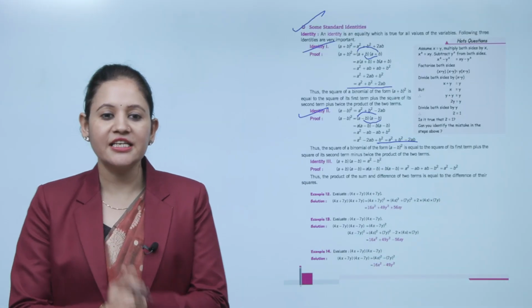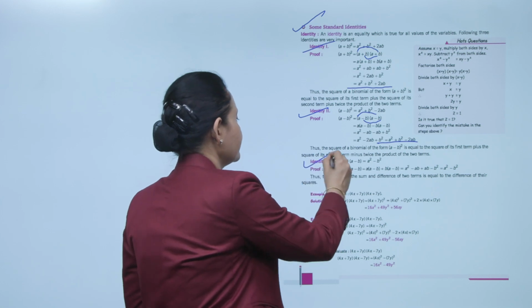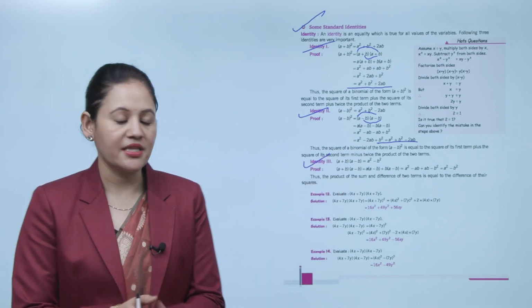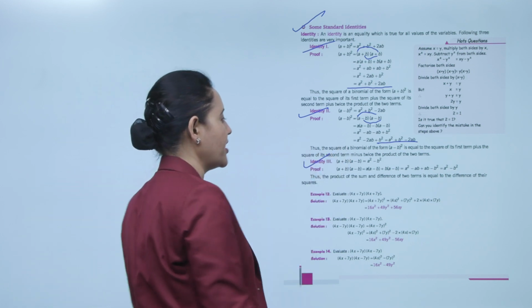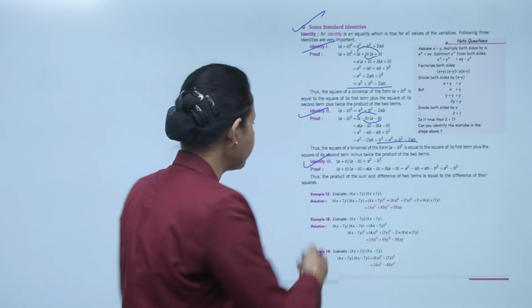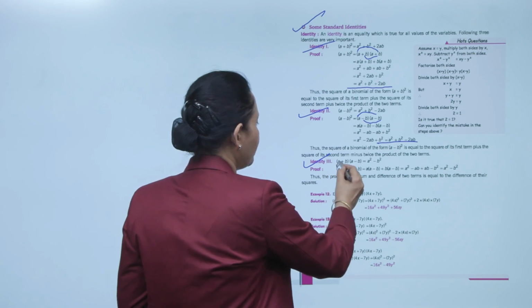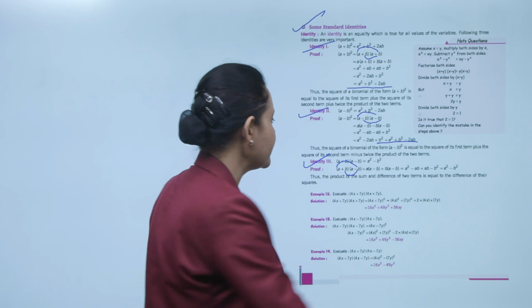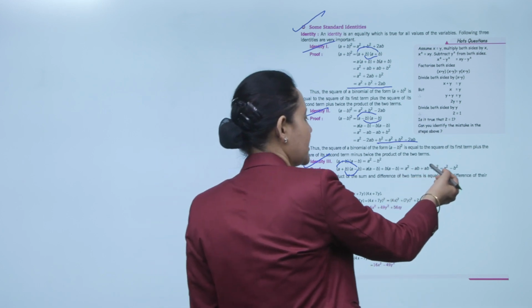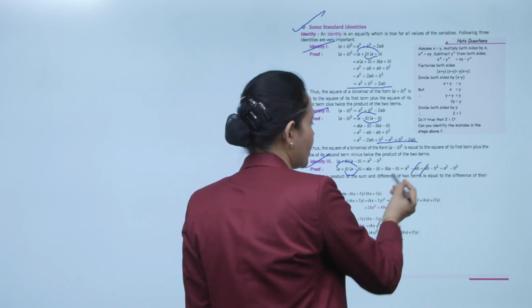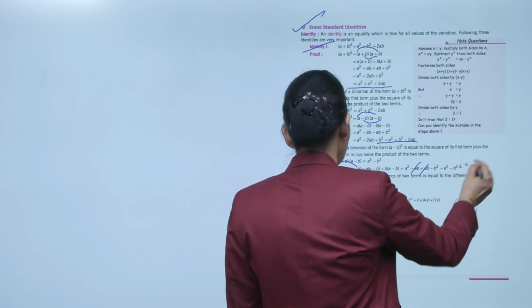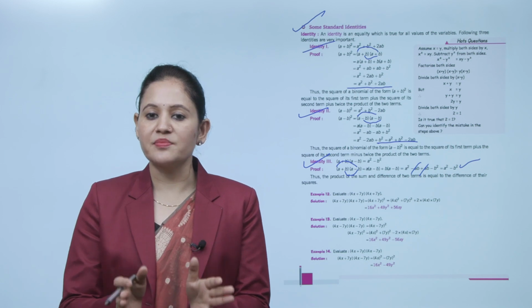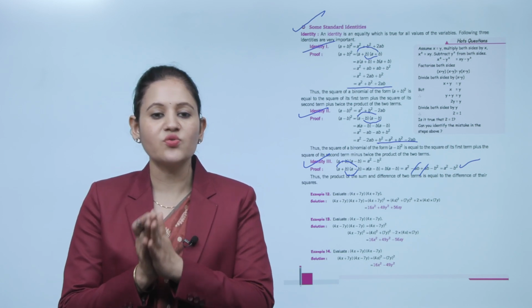Next is identity 3. A plus b multiplied by a minus b, that is equals to a square minus b square. So a plus b multiplied by a minus b, a को multiply करेंगे a minus b से and b multiplied by a minus b, that is equals to a square minus ab plus ab minus b square. Cancel हो जाएगा, a square minus b square. Thus, the product of sum and the difference of two terms is equal to the difference of their squares.